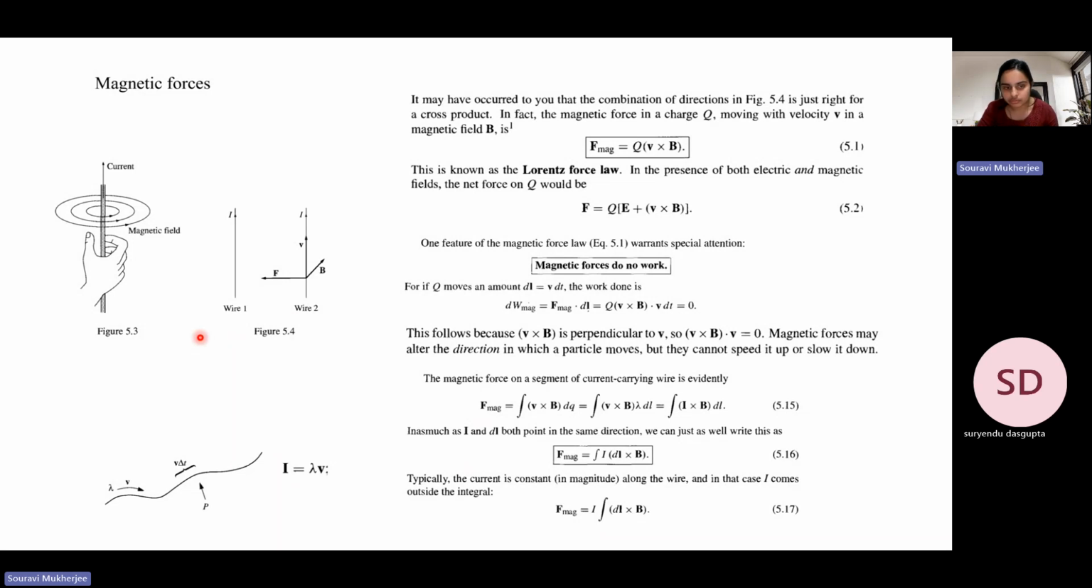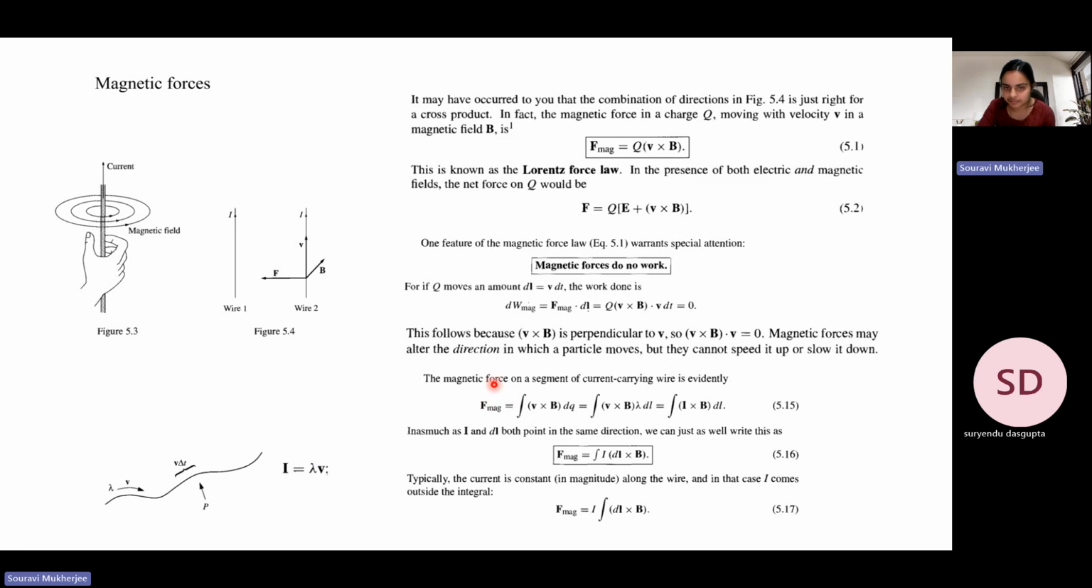So now if you look at this current carrying wire, you can write it as something like this, where you define a term lambda, which is the charge per unit length, and that into v is your net current that is flowing per unit time through a region, right? So this is the net current. So you can basically rewrite this expression.